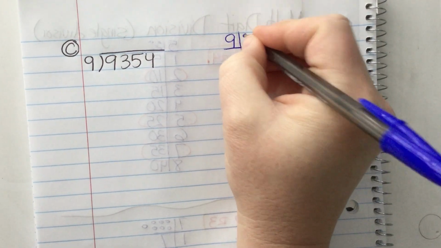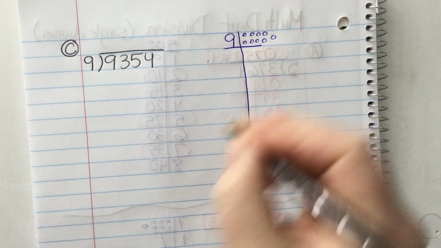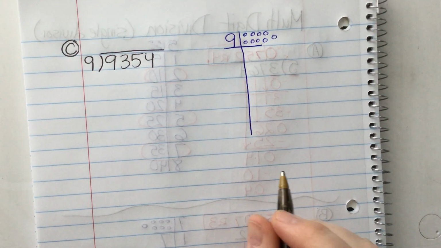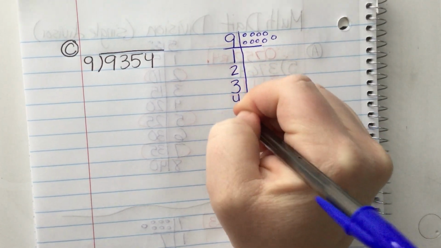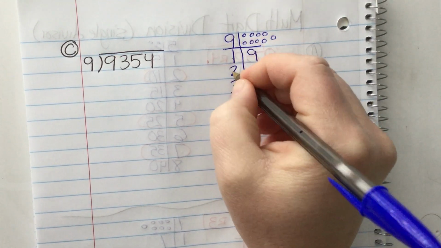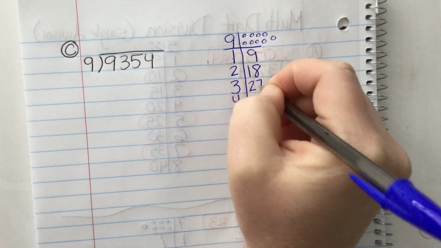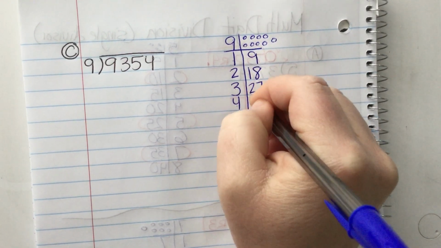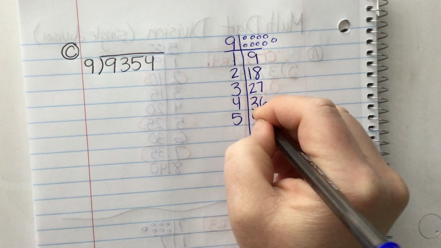9, 3, 4, 5, 6, 7, 8, 9. Okay. 1, 2, 3, 4, 5. 9 times 1 is 9. 9 times 2 is 18. 9 times 3 is 27. 9 times 4 is 36. 9 times 5 is 45.